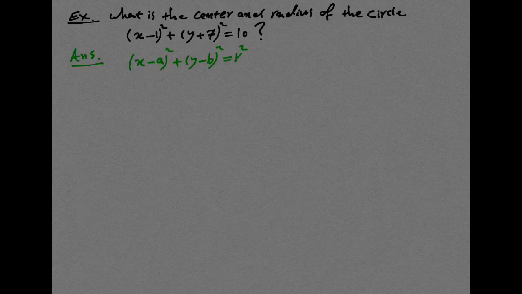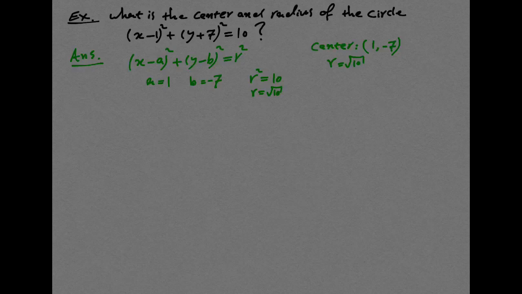So let's write that. A must be 1, b must be negative 7. And from the right part of the equation, we get r squared equals 10, which means r must be root 10. And that's it. So the center is (1, negative 7), and radius is root 10. And that's it. Let's see one more example.